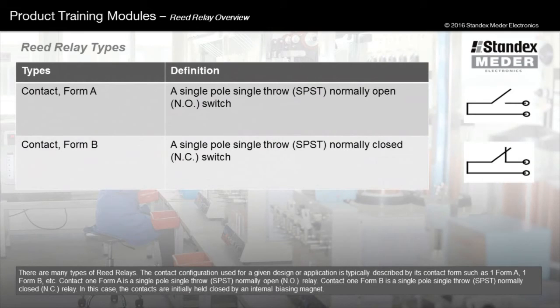There are many types of reed relays. The contact configuration used for a given design or application is typically described by its contact form, such as 1 form A, 1 form B, etc. Contact form A is a single pole, single throw, normally open relay. Contact form B is a single pole, single throw, normally closed relay. In this case, the contacts are initially held closed by an internal biasing magnet.